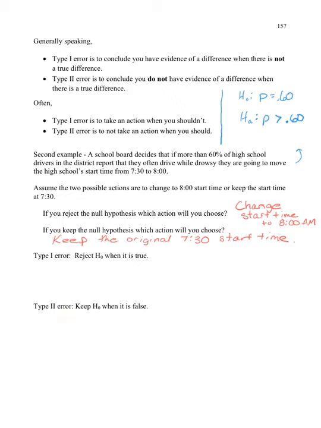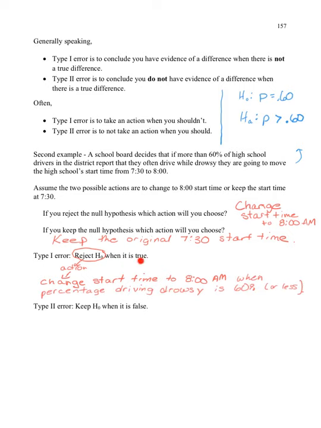Type 1 first. Our action when we reject the null hypothesis, and if we're rejecting the null hypothesis when it's actually true, we are making an error, a type 1 error, when the null is true, or when the percentage driving drowsy is 60% or obviously less. So putting that all together, our type 1 error is to change the start time to 8 a.m. when the percentage driving drowsy is 60% or less.